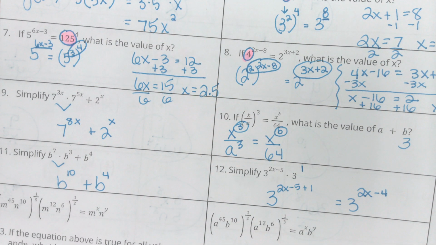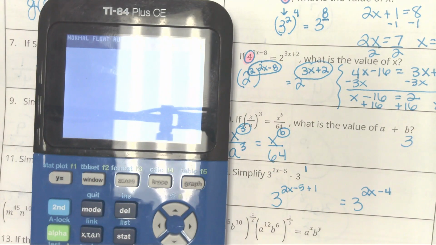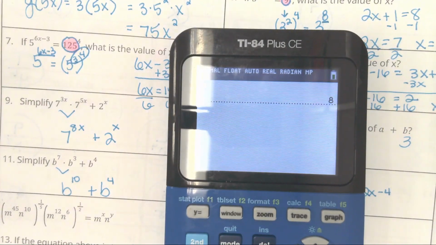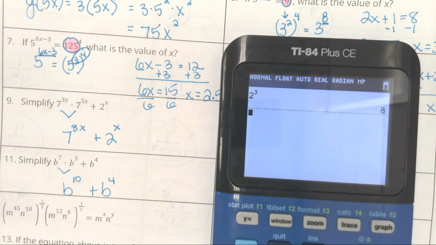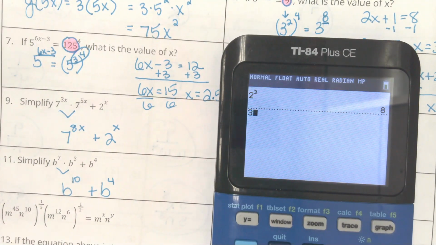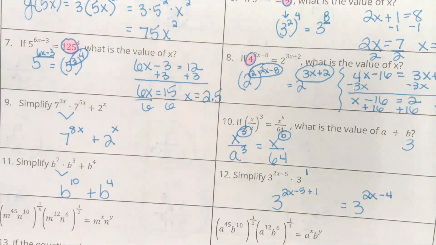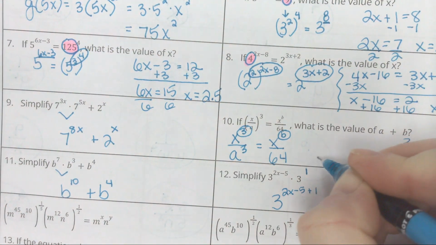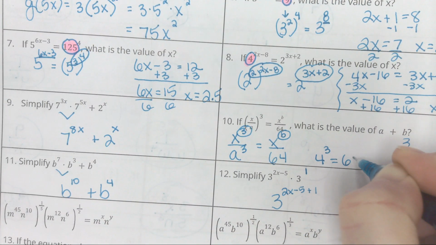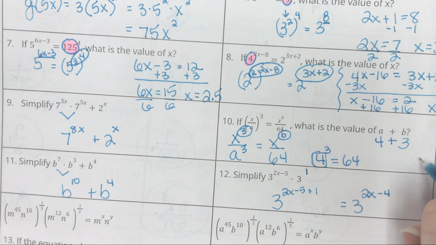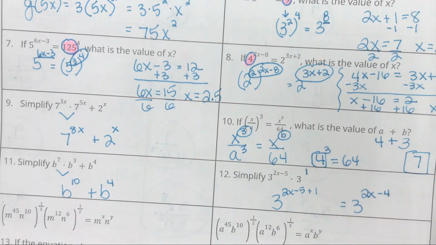For instance, is 2 cubed 64? No. I'm just using my calculator. Is 3 cubed 64? No. Is 4 cubed 64? Oh, cool. What's a then? A is just 4. 4 plus 3 is 7. Anything you want to add on that?